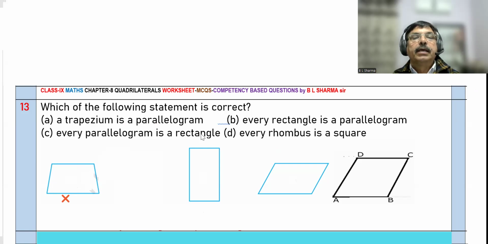Second, every rectangle is a parallelogram. Yes, in rectangle, opposite sides are equal. That is why every rectangle is a parallelogram. Every parallelogram is a rectangle. See, third part. Here, this is a parallelogram, but since each angle is not necessarily 90 degrees, so this is not correct.